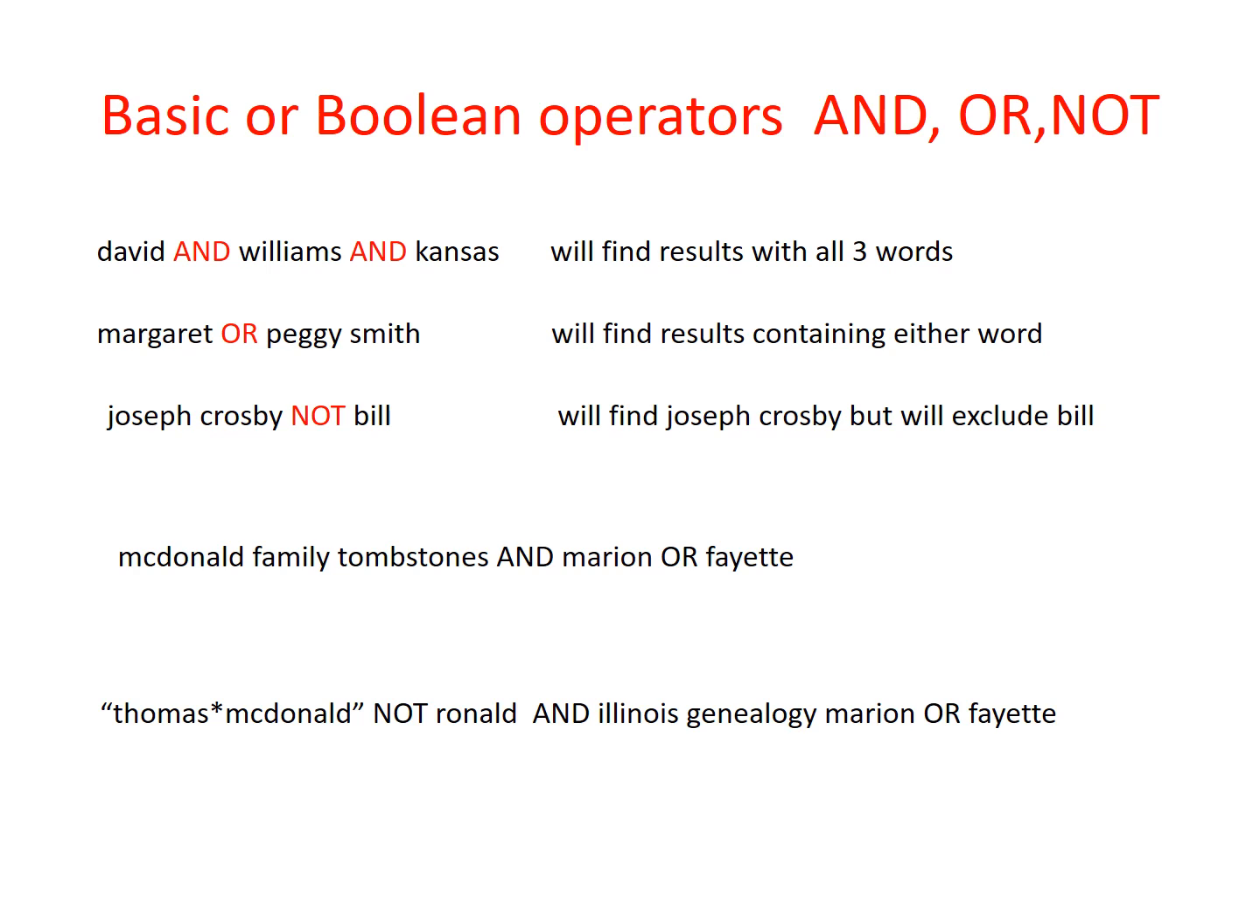Some examples of using Boolean operators are the following. David AND Williams AND Kansas will find results with all 3 words. Margaret OR Peggy Smith will find results containing either word. Joseph Crosby NOT Bill will find Joseph Crosby but will exclude Bill. You can use multiple operators and build on your search.